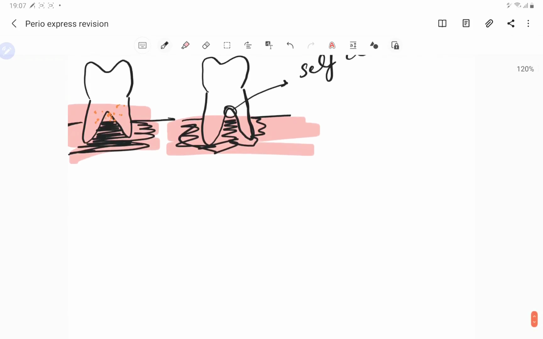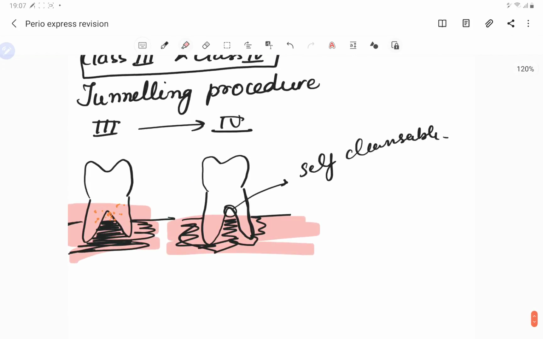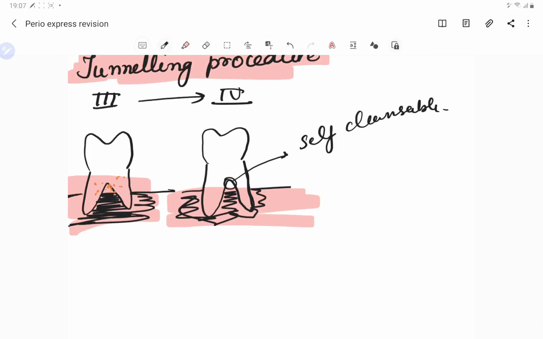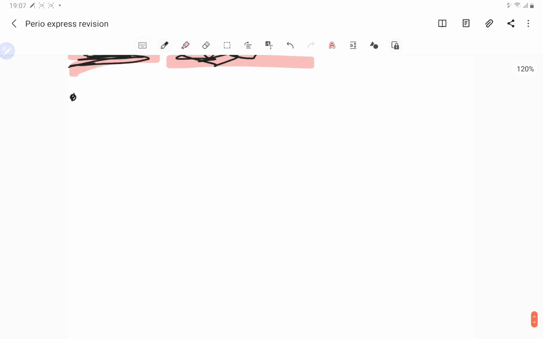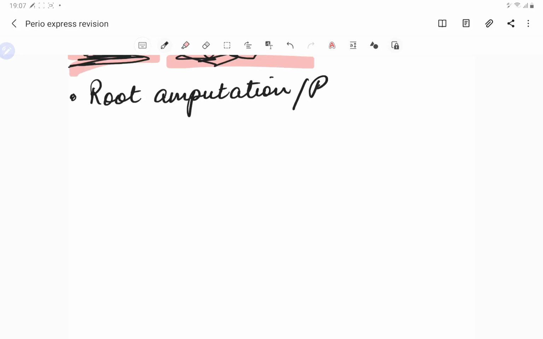Now guys, sometimes when there is a deep vertical defect, deep vertical involvement, we can go for root resectioning or root amputation. So one of the procedures is root amputation, or root resectioning.